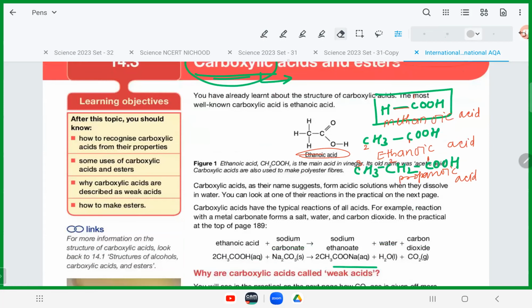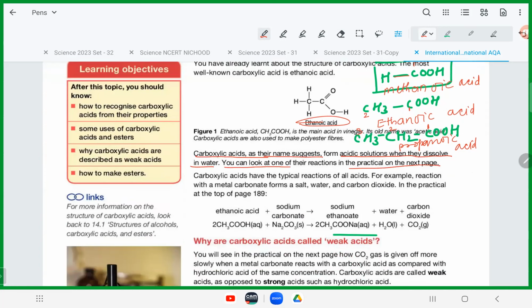If you read a little bit more, you will be able to know some ideas. Carboxylic acids, as their name suggests, form acidic solutions when dissolved in water. You can look at one of their reactions in the practical on the next page, which you can also do at home. Carboxylic acids have the typical reactions of all acids, for example, reaction with a metal carbonate to form a salt. Sodium carbonate is a metal carbonate.